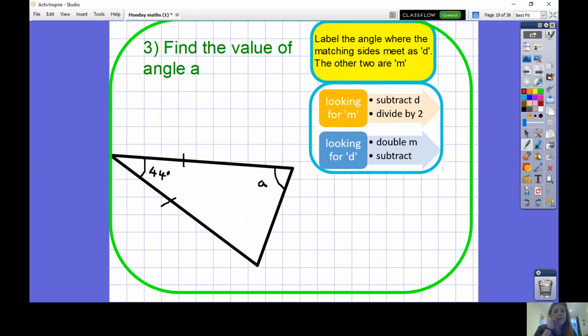Your turn to do this one. Have a go. Make sure you know what you're looking for. This says question 3, but I think it's actually question 4. Sorry about that. Have a go at question 4, please. If you haven't already, pause the video and do question 4.